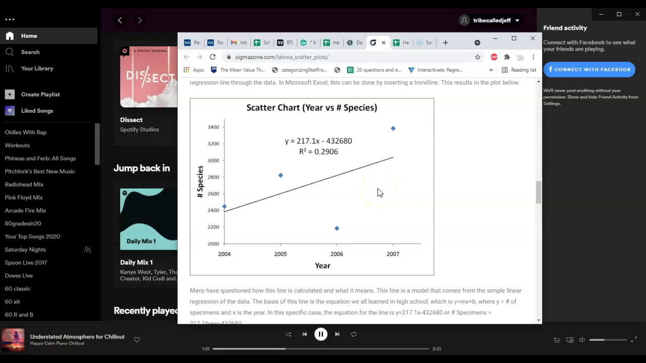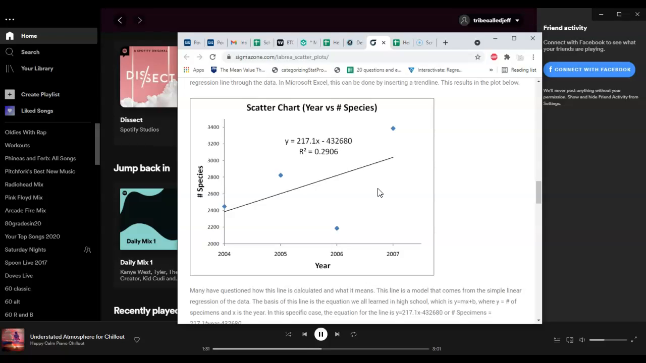So this is year versus number of species. I'm gonna help you out a little bit, and then I'm gonna let you start writing. But just make sure you realize what the slope is before you start typing it all up. What's the slope here? That one, right? And then this is your y-intercept.